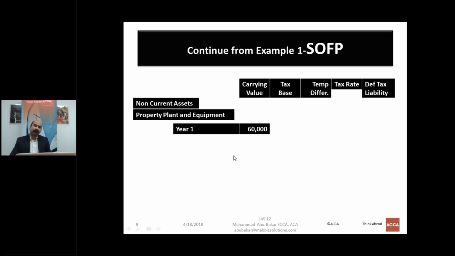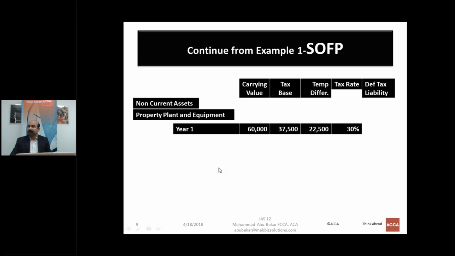Whereas from tax point of view, cost will remain the same, 75,000. But the tax depreciation rate is 50%. So this means 75,000 minus 50% of the 75,000. From the tax people's point of view, the value of this asset at the end of year one will be 37,500. So this will give us a difference between these two figures.